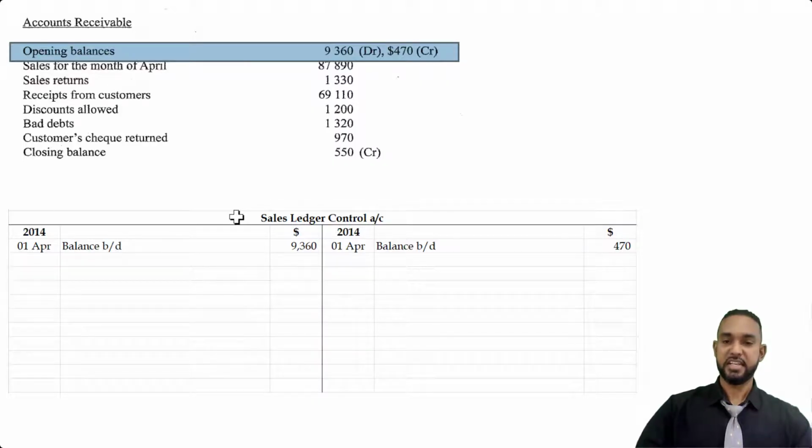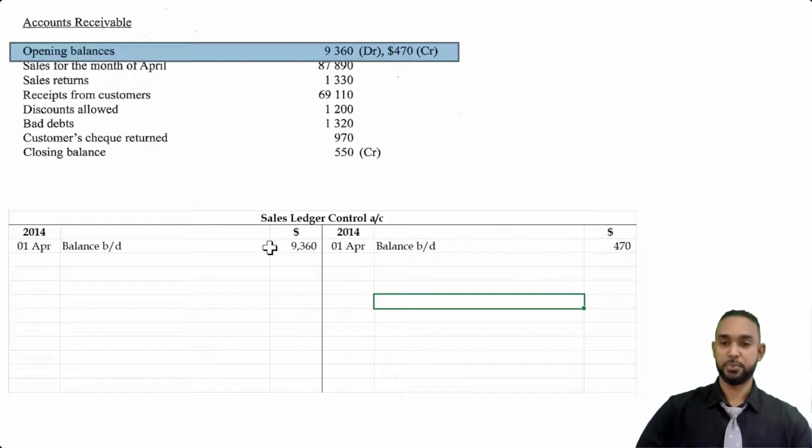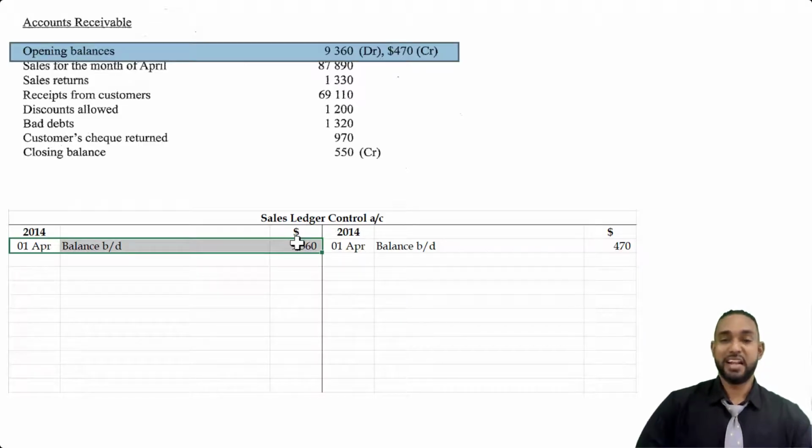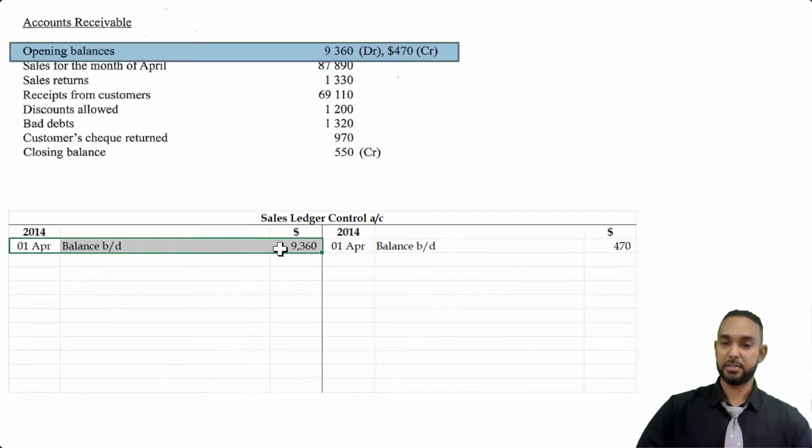So remember, your sales ledger control account, or your accounts receivable control account, or your debtors control account summarizes the entire sales ledger, which means the accounts of all of your debtors. So therefore, since debtors is an asset, this is the summary account of a group of assets, which itself therefore is an asset or represents an asset. So debits to increase, credits to decrease. So assets usually have debit balances.